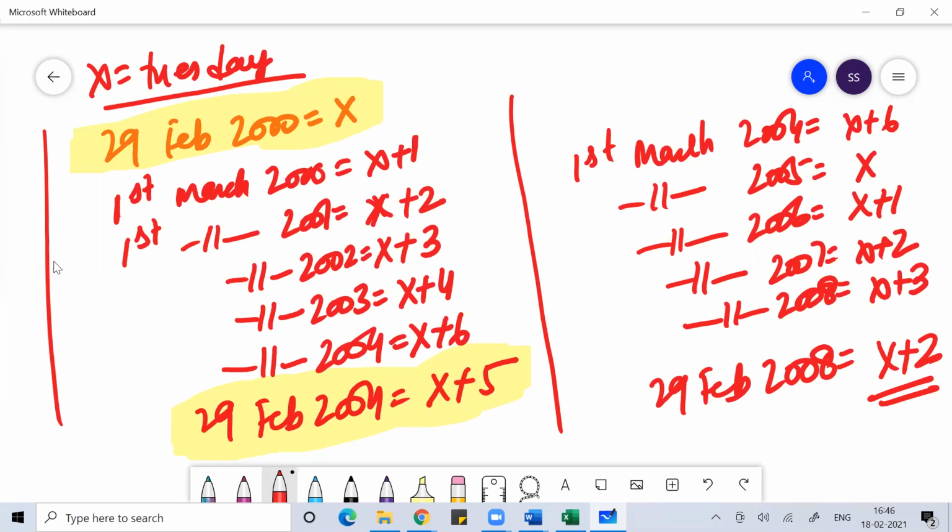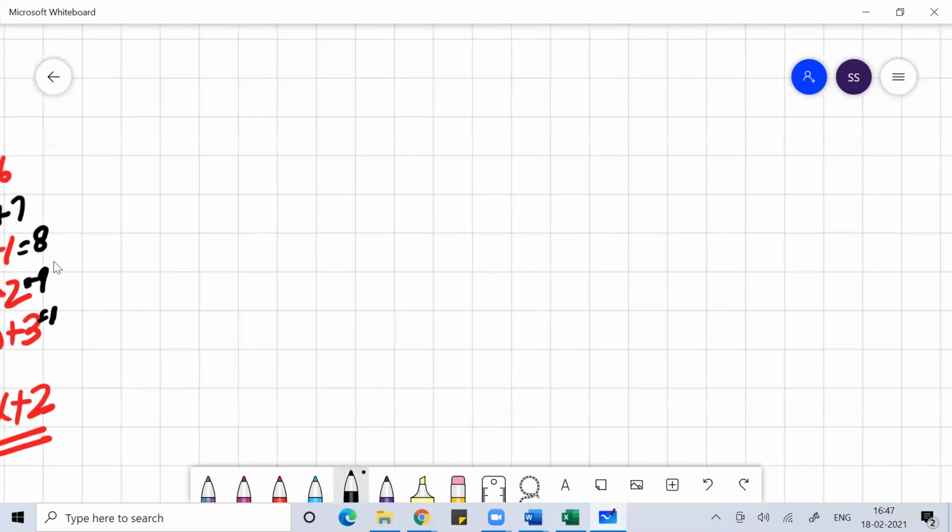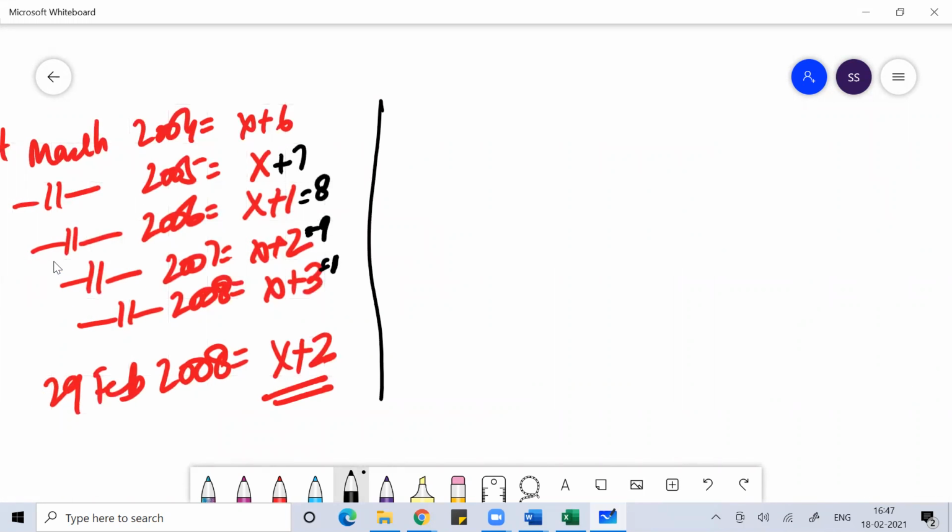So from x, it became x plus 5. From x plus 5, this was x plus 7, then x plus 8, x plus 9, x plus 10. So 5, then 4. Then you can check. You know that 1st March 2008 is x plus 8, 9, 10. This is x plus 10, which means x plus 3.